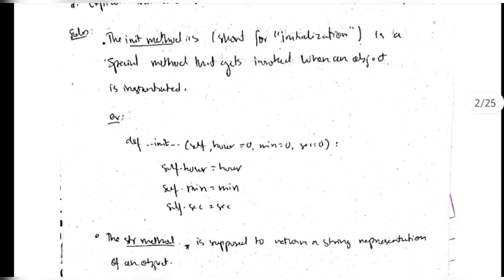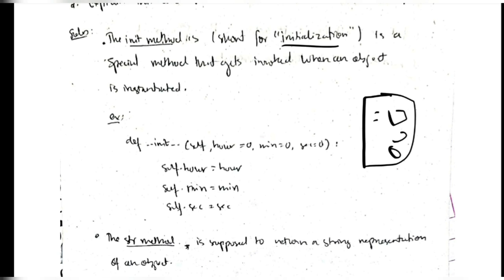So init is short for initialization. What does initialization mean? If you have created a new object, the values will be empty, right? If you want to initialize the values when you create an object, like I want them to be 10, 20, and 30, what we will be doing is using the init method.